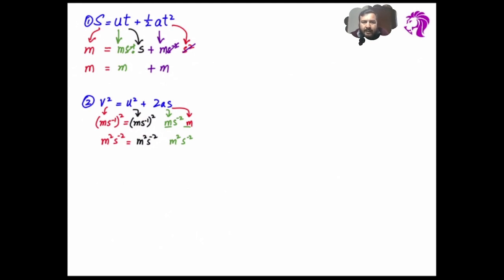And lastly, m and m gets meter squared, right? This m and m would convert into meter squared. So once again, this is m²s⁻². Once again, this equation has been proved to be homogeneous. Why? Because each and every term in the equation is the same.